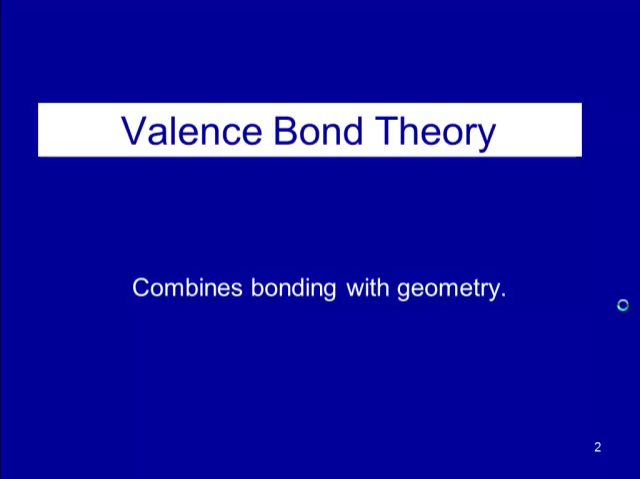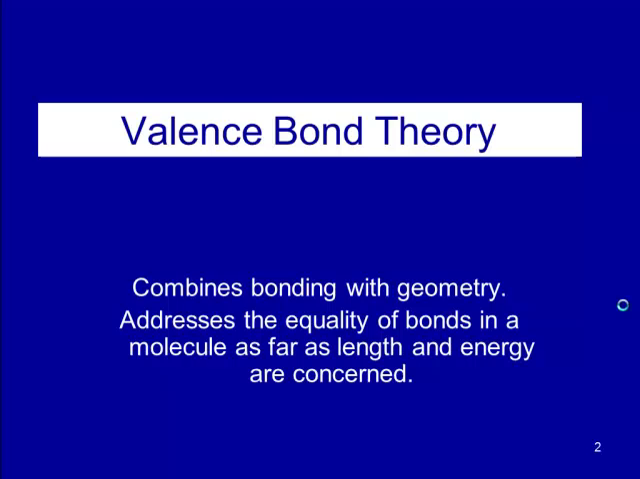And now we are looking at the details of how those bonds are formed. This combines bonding with geometry, and the valence bond theory also addresses the equality of bonds in a molecule as far as length and energy are concerned. It looks into the detail of how single, double, or triple bonds are formed, and how those valence electrons are shared between the two atoms that are forming the covalent bonds.